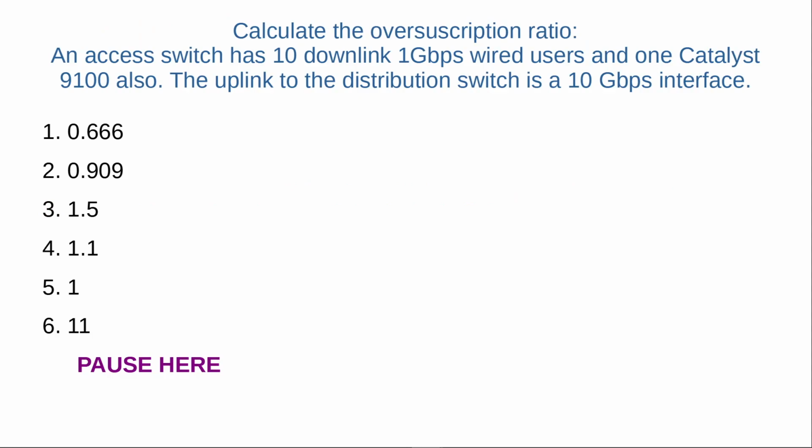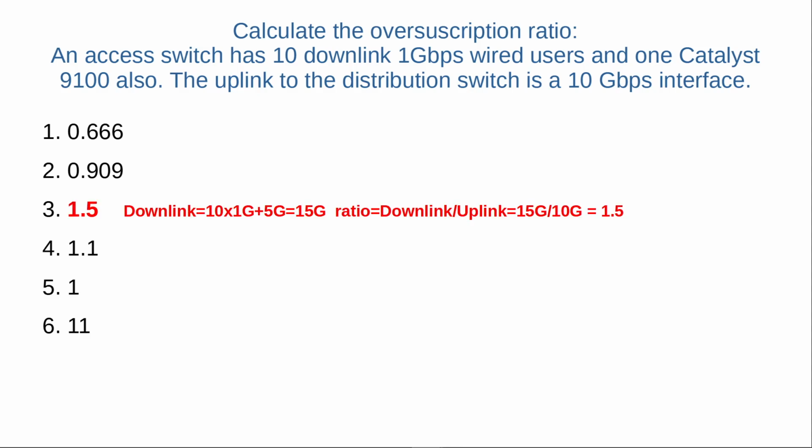Next question. Calculate the oversubscription ratio. An access switch has 10 downlink 1 gigabit per second wired users and one Catalyst 9100 also. The uplink to the distribution switch is a 10 gigabit per second interface. The answer is number 3. The ratio is 1.5. Remember to calculate the downlink required bandwidth, and you will have to divide that by the available upstream bandwidth.